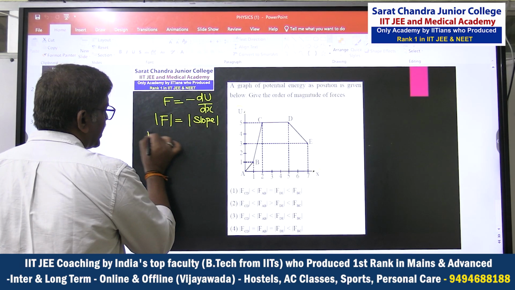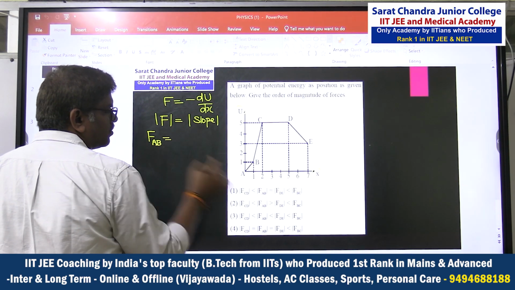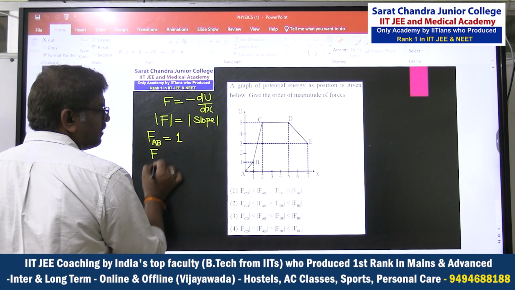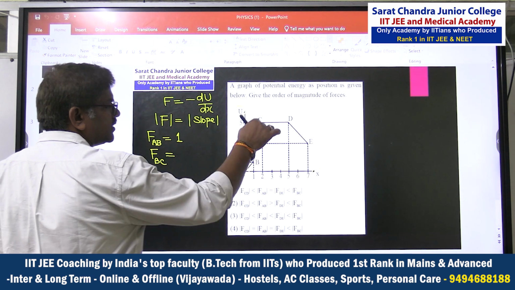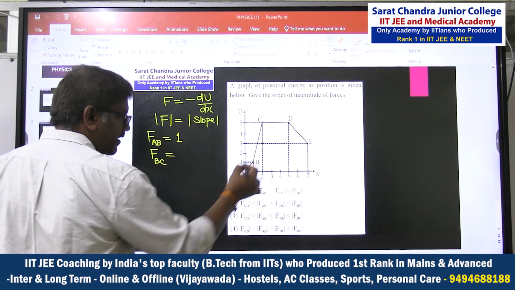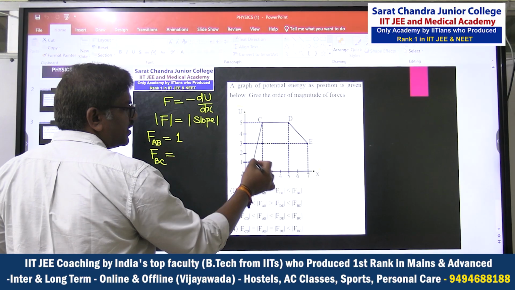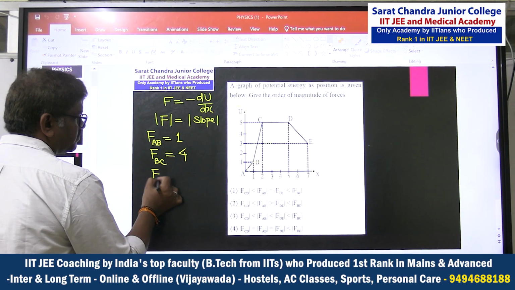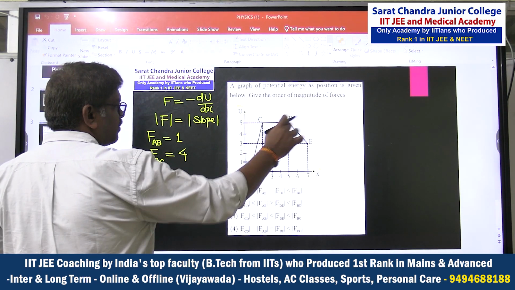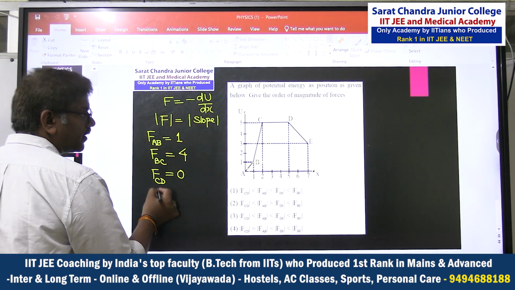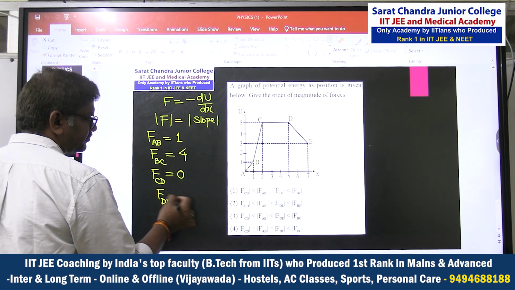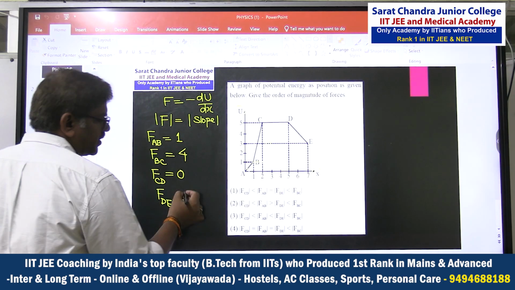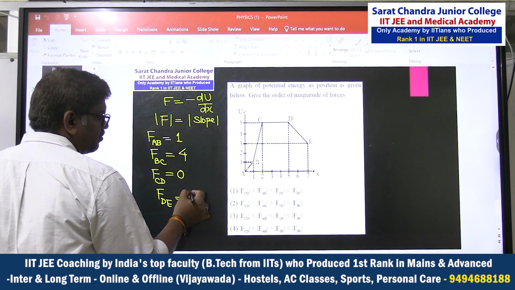For the portion AB, what is the slope? You can find tan theta, which is 1 by 1, so it is 1. Similarly, what is the slope of BC? It is 5 minus 1, that is 4, divided by 2 minus 1, which is 1, so it comes as 4. Then the force across CD is given by the slope of this line, which is 0. And the slope of DE is the magnitude of 5 minus 3 upon 7 minus 5, which is 2 by 2, that is 1.